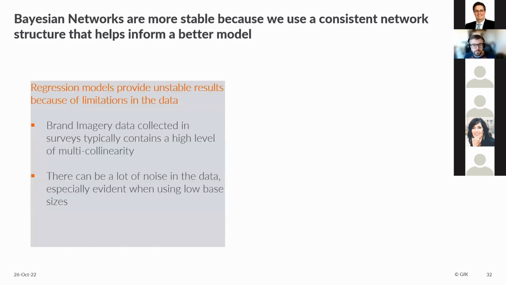Because if we think about Shapley value regression, the models are providing unstable results because there are some limitations in the data. It's just a survey. And when you're collecting brand imagery data in a survey, you're going to get a high level of correlation between the variables. Shapley value is designed to help deal with that, but it's not perfect in knowing how much importance to give to each perception when things are very highly correlated. And also you can get a lot of noise in the data, especially when you're looking at low base sizes. So it doesn't really take that much change from one wave to another, for example, to have quite a large impact in the importance scores that we can get.